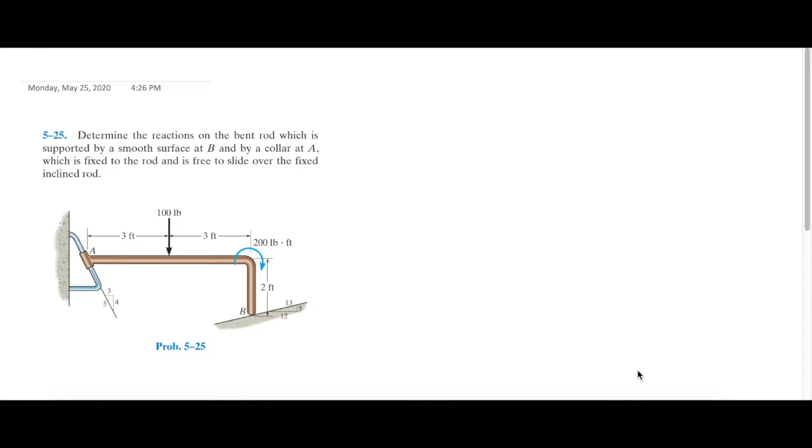So I chose this one in particular because it has some interesting things going on. So let's just get to it. The problem says, determine the reactions on the bent rod, which is, I believe, this copper rod here in the center, which is supported by a smooth surface at B. And by smooth, understand that there's no friction. And by a collar at A, which is fixed to the rod and is free to slide over the fixed inclined rod.